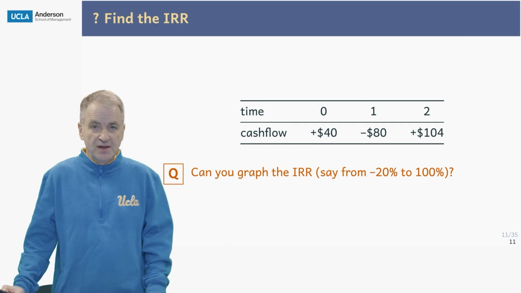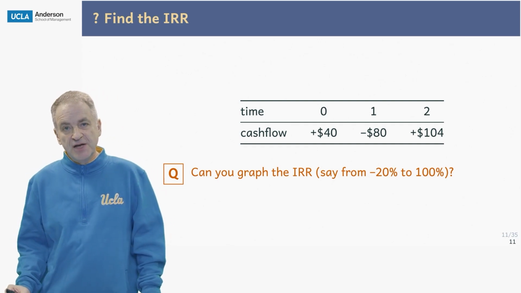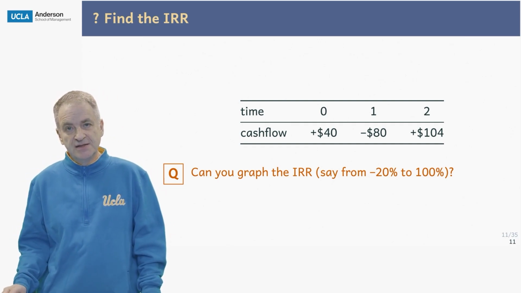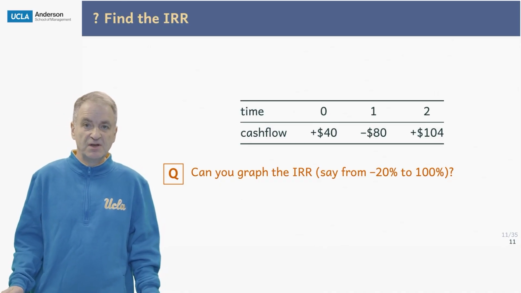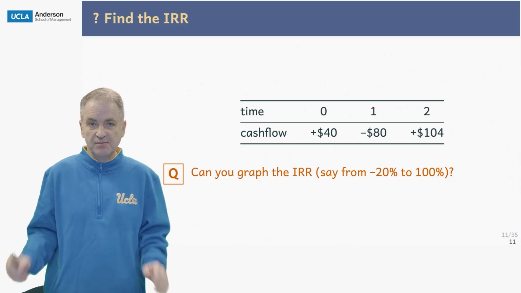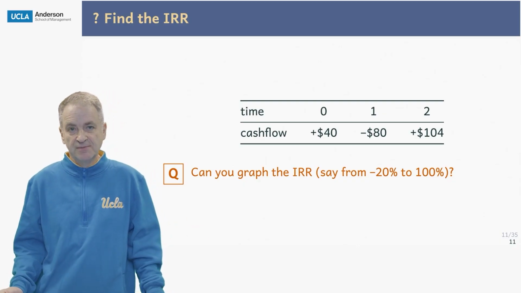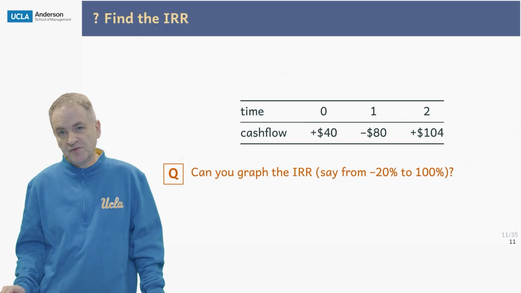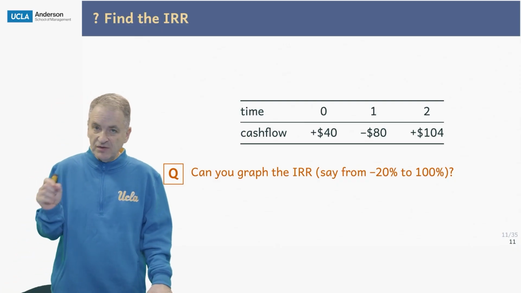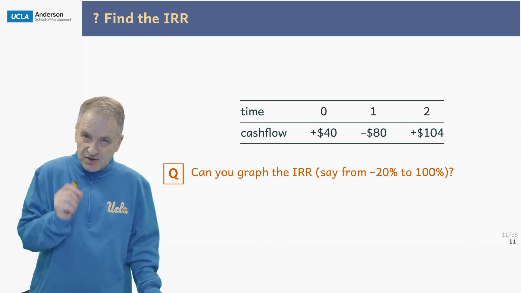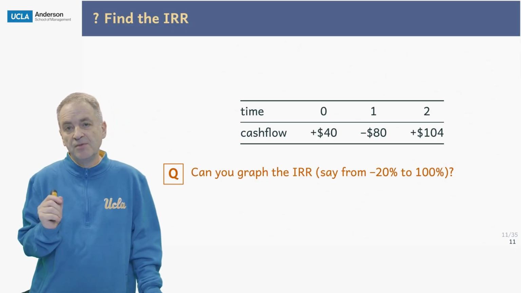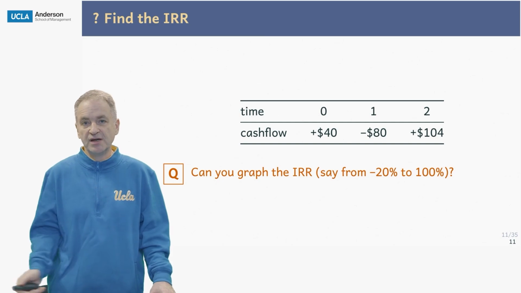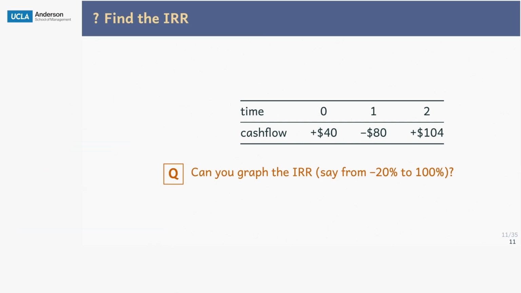Here's another one. $40 plus first period, minus $80 the next period, plus $104 third period. Well, you could shift it, would be the same thing. The internal rate of return would be the same. Can you graph the net present value of this project as a function of the rate of return, say from minus 20% to plus 100%? Please pause this video now, answer the question on a piece of paper, and then continue.